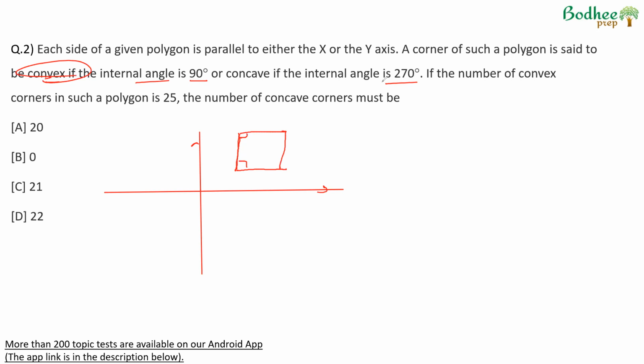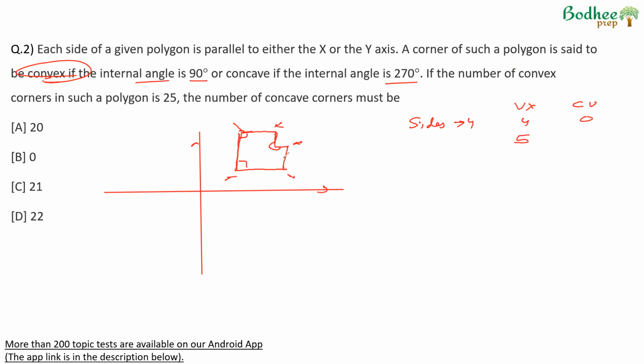If I want to make this a concave angle, what I'll have to do is remove this and make it a 270-degree angle. So in the first case, the number of sides was 4. If I look at convex angles and concave angles, convex angles were 4, concave were 0. If we remove one of the vertices to make a concave angle, something like this is 270. Now, what is the number of convex and concave angles? Convex is 1, 2, 3, 4, and 5.